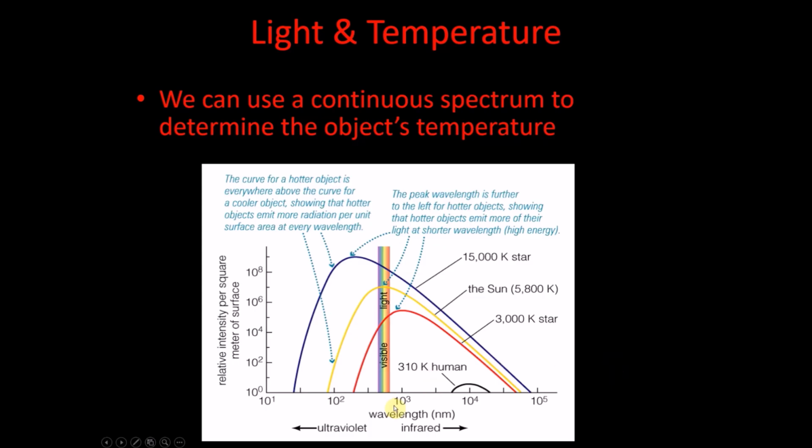So if we look at this graph, this is the wavelength of light in nanometers. This is the ultraviolet end, and this is the infrared end. This is the heat end of the spectrum. Over here, this is the intensity per square meter of the object's surface. So this is how much radiation is coming off of the surface, and this is the wavelength of that radiation.